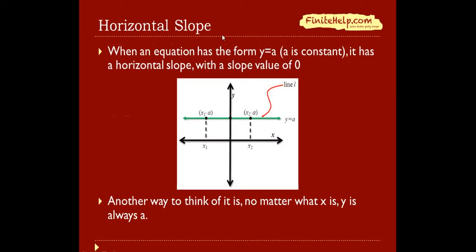Here's a special case of a slope, which is a horizontal slope. That's when the equation has the form y equals a, where a is a constant. So here, as you can see, x is not present in the equation. That means whatever x is, y is always going to be this number, and y is not dependent on x. So no matter what x is, y is always going to take the value a, and it's just a straight horizontal line.